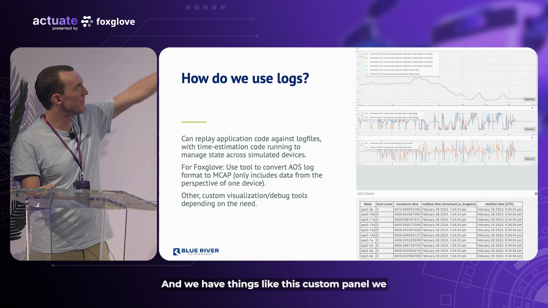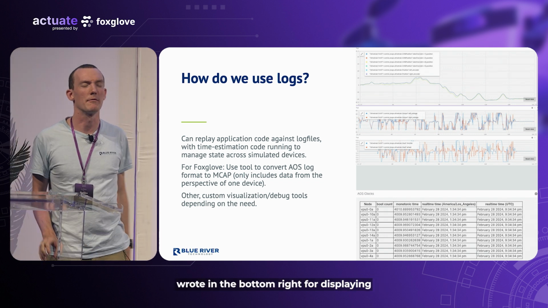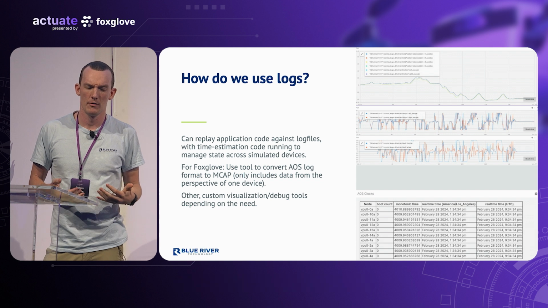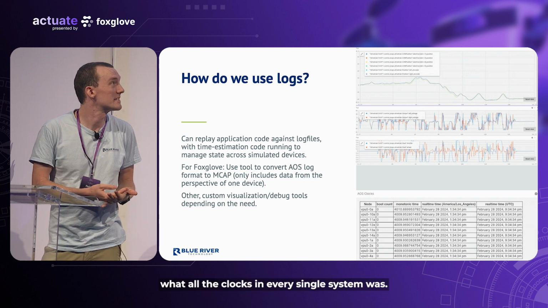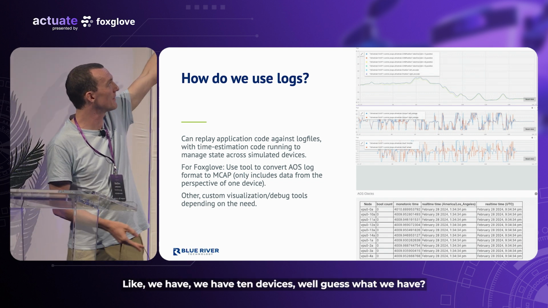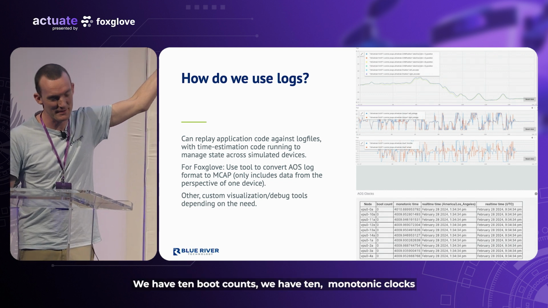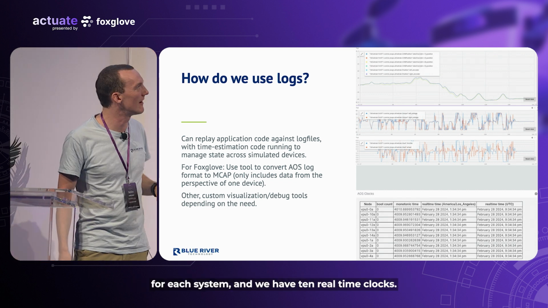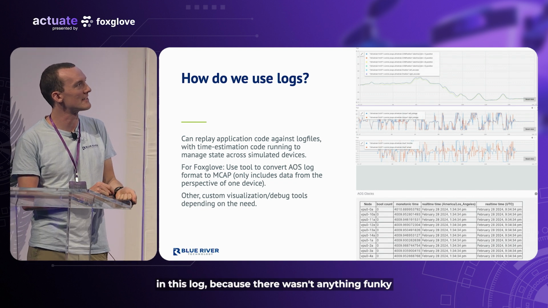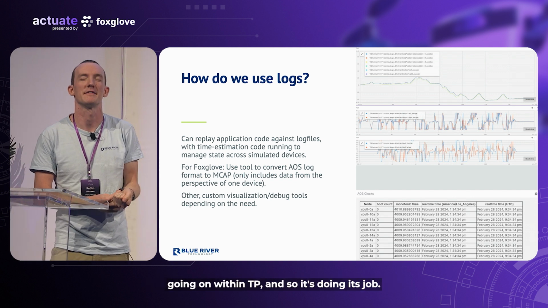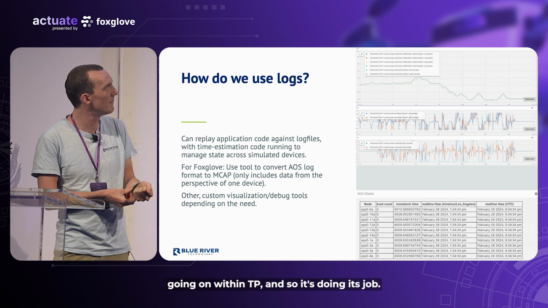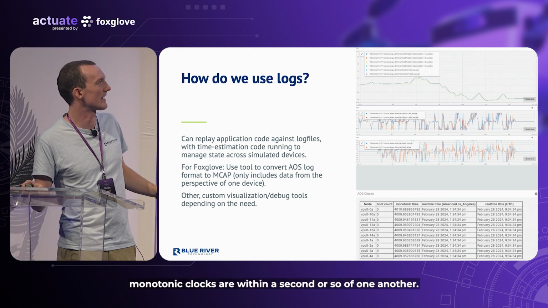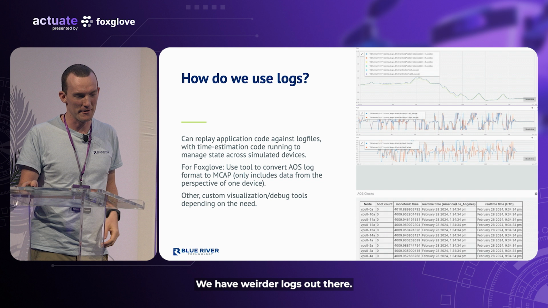And we have things like this custom panel we wrote in the bottom right for displaying what all the clocks in every single system were. Like we have 10 devices. Well, guess what? We have 10 boot counts. We have 10 monotonic clocks for each system, and we have 10 real-time clocks. The real-time clocks are in pretty good agreement in this log because there wasn't anything funky going on with PTP, and so it's doing its job. And everything booted at around the same time, so the monotonic clocks are within a second or so of one another. We have weirder logs out there.